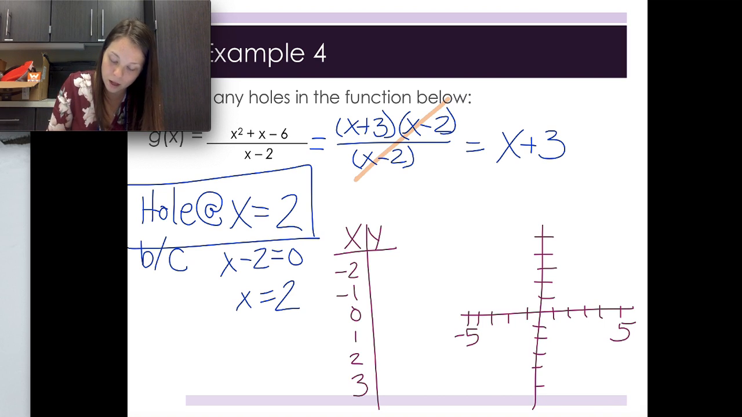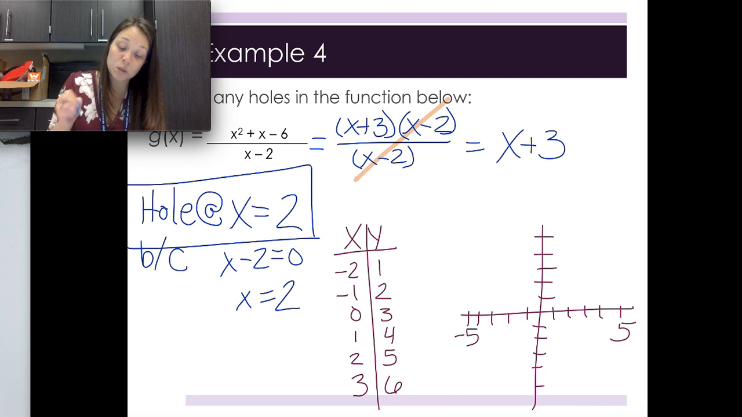It doesn't matter. Okay, I plug in negative 2. Negative 2 plus 3 is 1. Negative 1 plus 3 is 2. Then I have 3. 1 plus 3 is 4. 2 plus 3 is 5, and 3 plus 3 is 6.